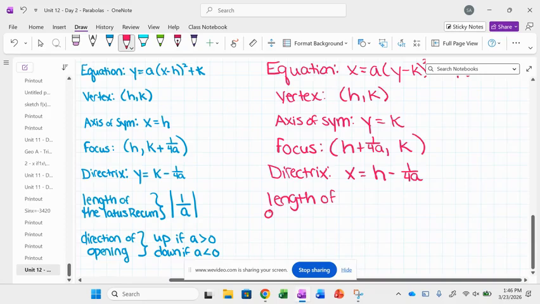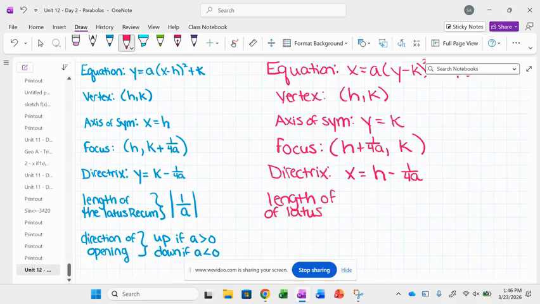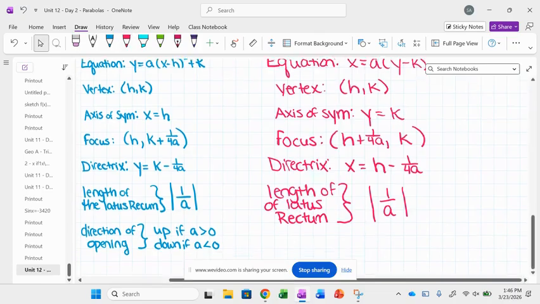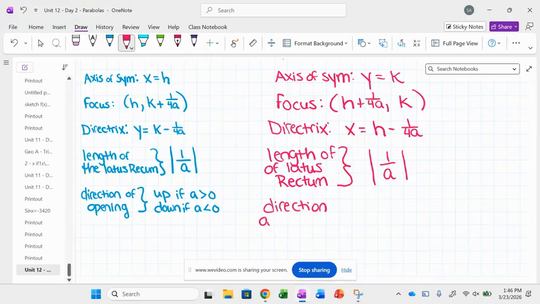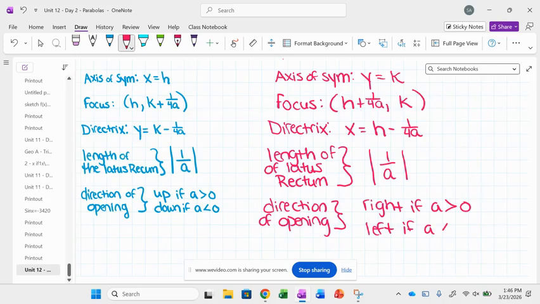The length of the latus rectum stays the same. It's going to be absolute value of 1 over a. And last but not least, the direction of the opening. We're going to open right if a is greater than 0, and left if a is less than 0.